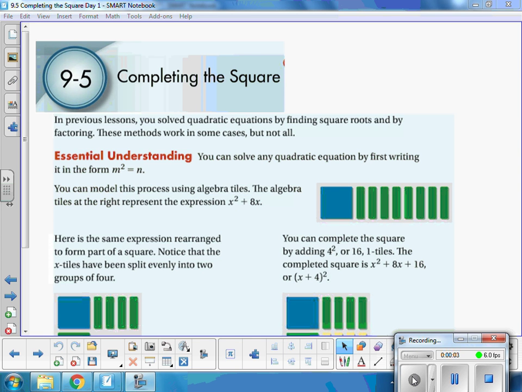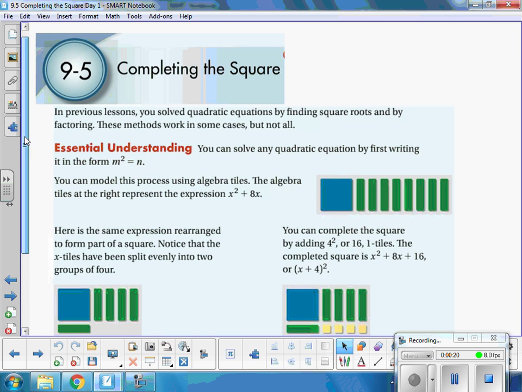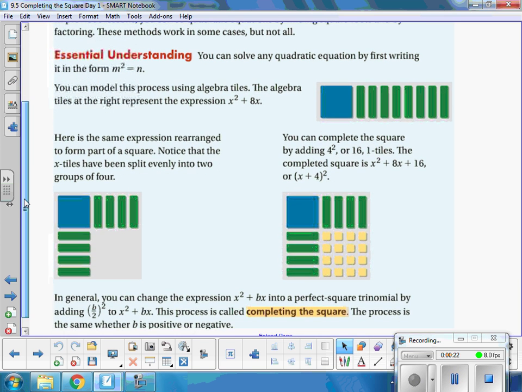All right, we've been solving quadratic equations, and in past lessons you've been able to do that by finding the square roots and by factoring. Those methods are fantastic, but they don't always work. So we're going to try another method, completing the square. And we can see what that looks like in this particular situation.